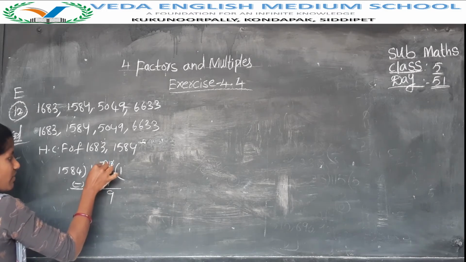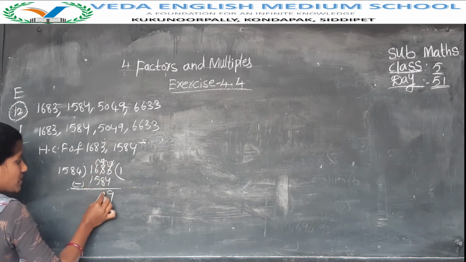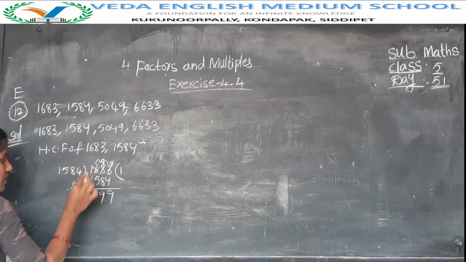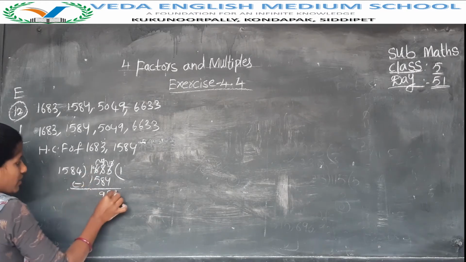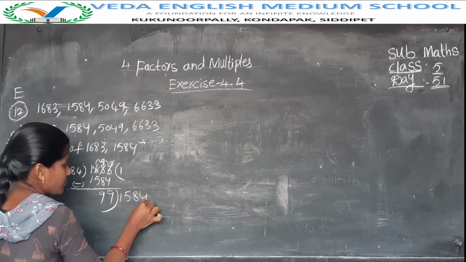8 will become 7, 7 minus 8 not possible. If you take borrow it becomes 17, 17 minus 8 is 9. 6 will become 5, 5 minus 5 is 0, 9 minus 9 is 0, no need. Now bring this 5000, 1584.